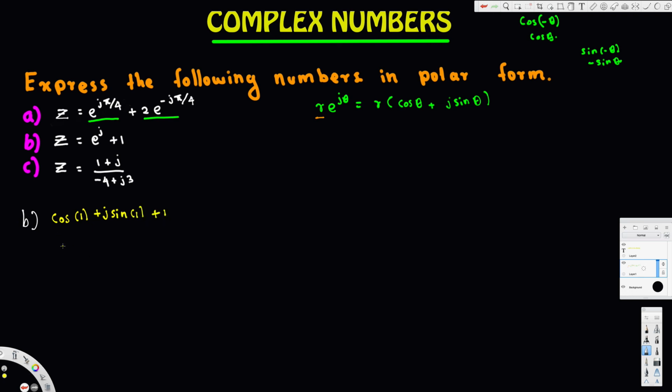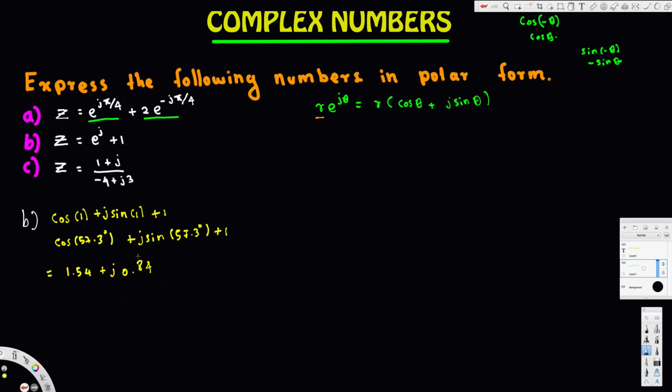Now let's see what we get. If you plug this into a calculator, you can directly calculate, but let's convert this one into an angle. If you convert this radian into degrees, you will get 57.3 degrees, and then j sine 57.3 degrees plus 1. If you calculate this value, you're going to get 1.54 plus j 0.84. So this is our derived rectangular form of the complex number.